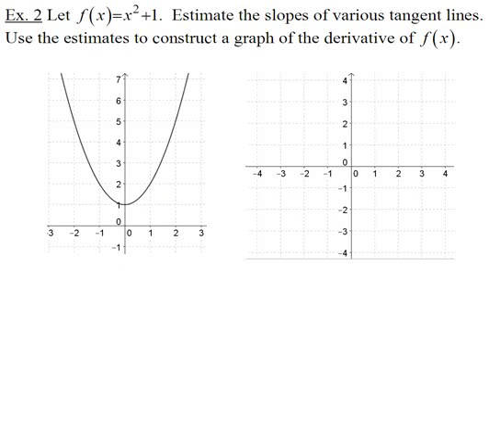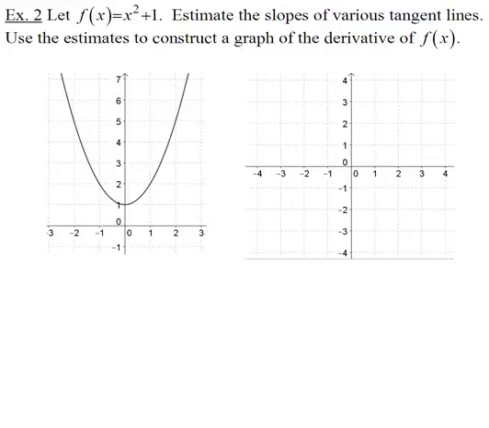In our second example, suppose f of x equals x squared plus 1. We'll estimate the slopes of various tangent lines and then use these estimates to graph the derivative. Let's start by graphing f of x. It should be a parabola with vertex 1 unit above the origin.